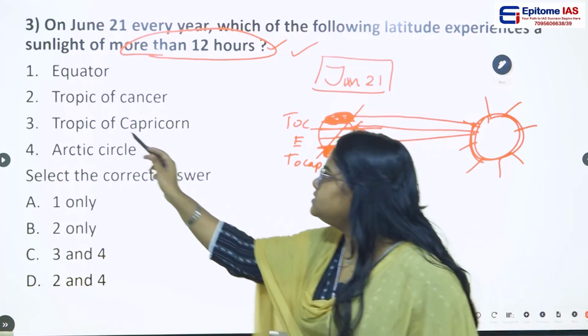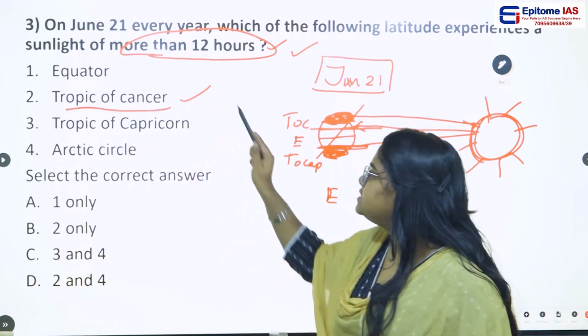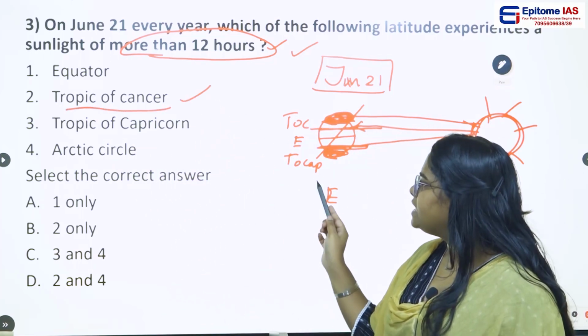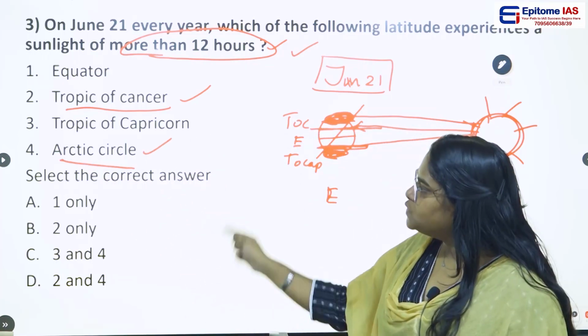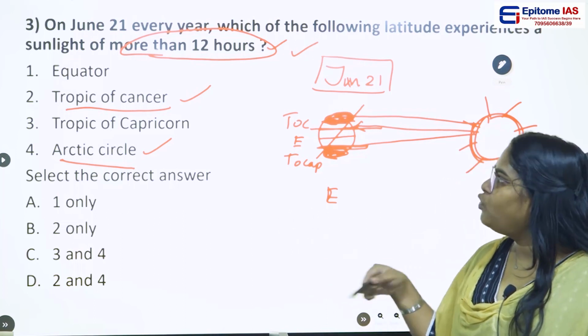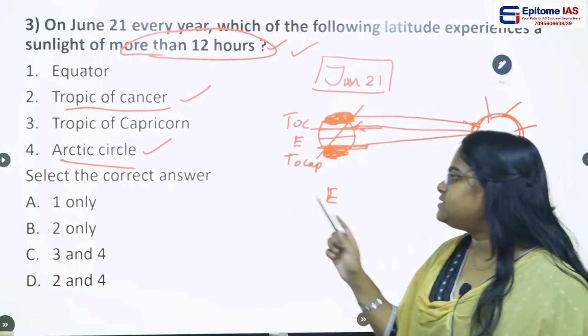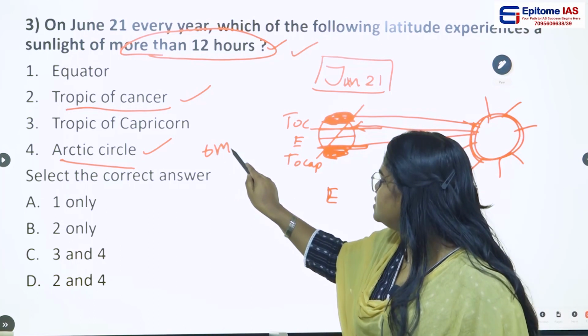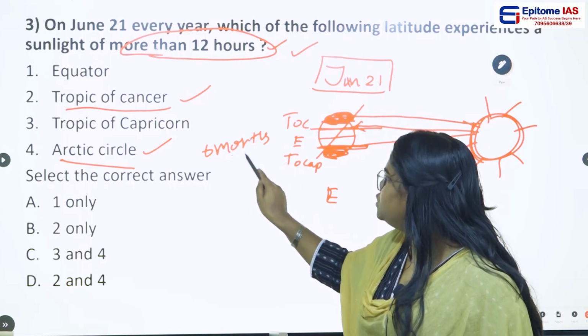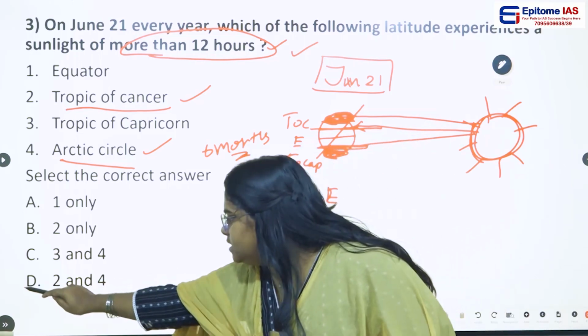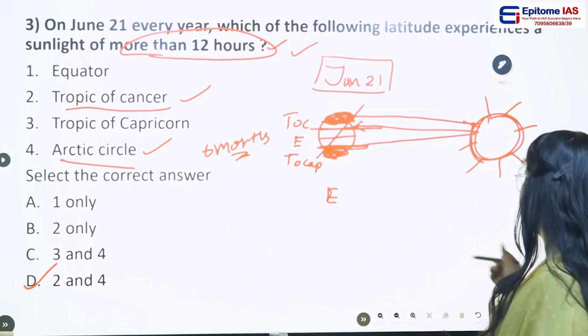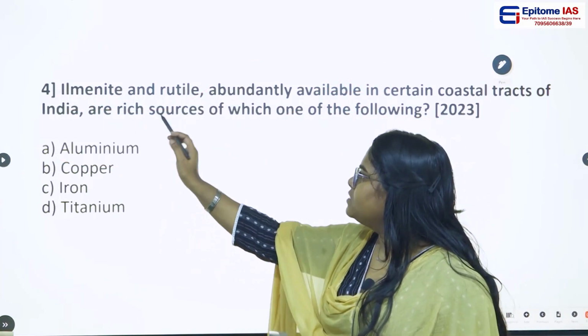So what is the correct answer? The correct answer is Tropic of Cancer. Yes, it is having more than 12 hours of sunlight, and Arctic Circle, because it is also going to have sunlight of more than 12 hours. To be precise, for 6 months, it will be only days, no night. So the correct answer would be option D, 2 and 4. So the next question.